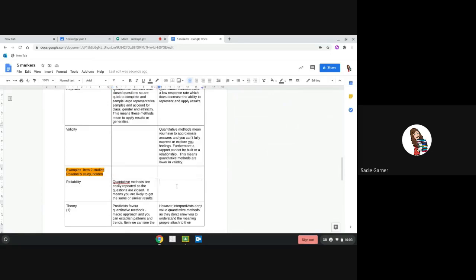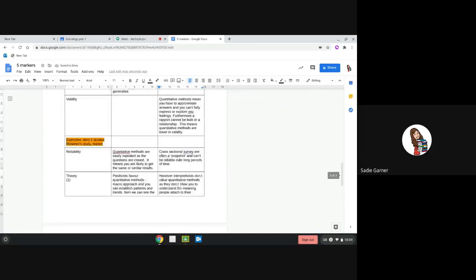Weaknesses. However, cross-sectional surveys are often a snapshot and can't be reliable over long periods of time. Kind of a makeshifty one there, but it's true.